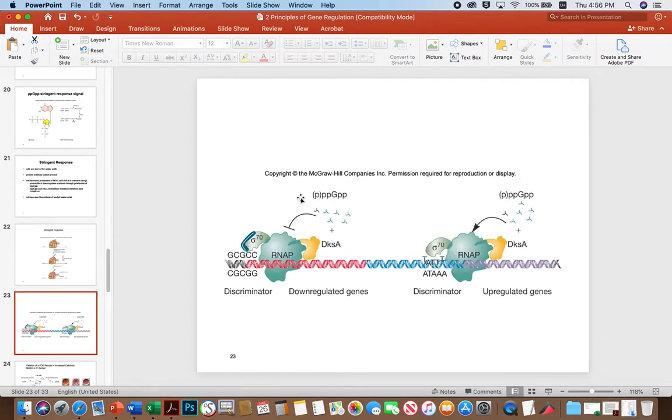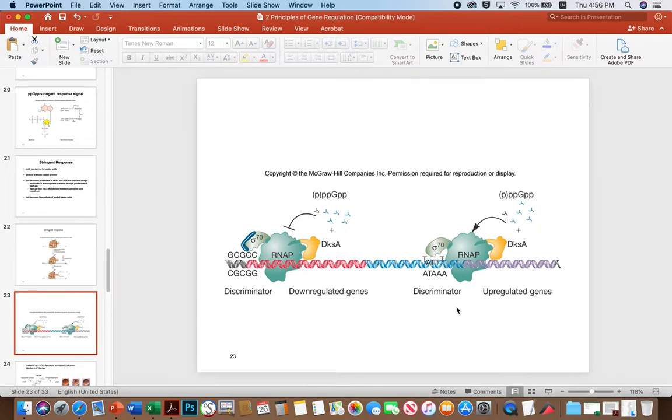And that signal, the ppGpp, as you see here, would either activate certain genes or shut certain genes down. And so it depends on what the gene does. So you would not be surprised to know that the upregulated genes might be genes that are responsible for making more amino acids.